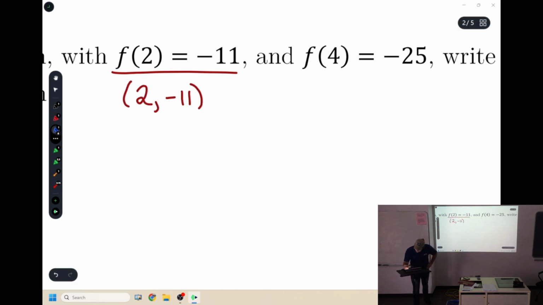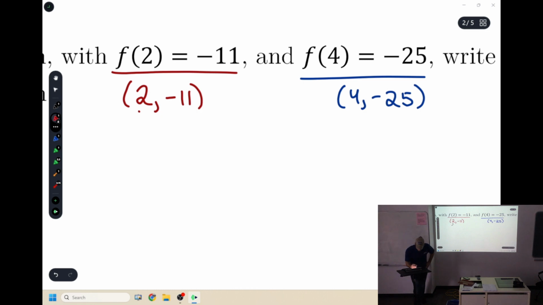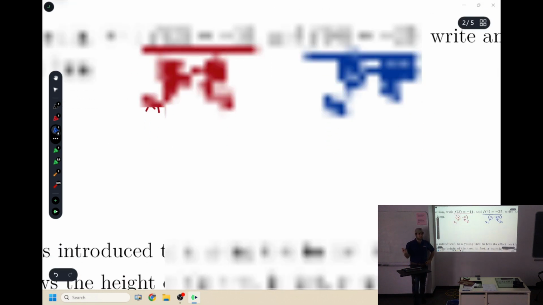And then this blue thing? So 2 would be x1. 11 would be, 4 would be, negative 25 would be, and I think we should just plug and chug, yeah?